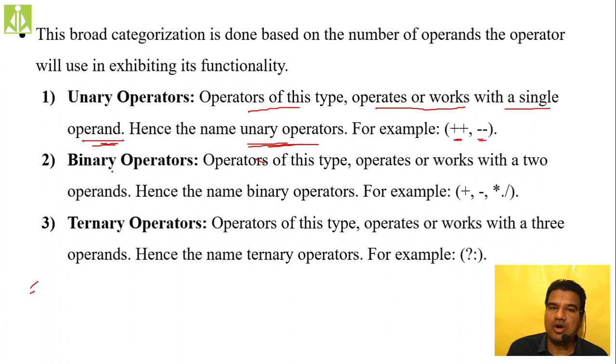Then we have binary operators. Operators of this type operate or work with two operands. If you have exactly two operands, then we call such operators binary operators. If an operator requires three operands, then we call it a ternary operator. Binary operators include all the arithmetic operators we have, like plus, minus, multiplication, division, modulo division. They require two operands to perform the operation, so that is the reason we call them binary operators. They are not new to us, isn't it?